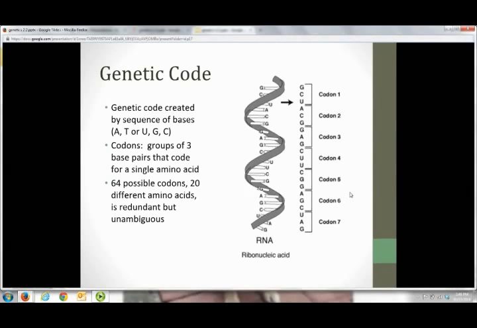If we use 2, that would be 4 times 4 is 16 possible combinations, still not enough for all of the amino acids. So we use 3 of them, so it comes out to be 4 times 4 times 4, which is 64 possible codons. This genetic code is going to be redundant because there is only 20 different amino acids and 64 possible codons, but it is unambiguous.